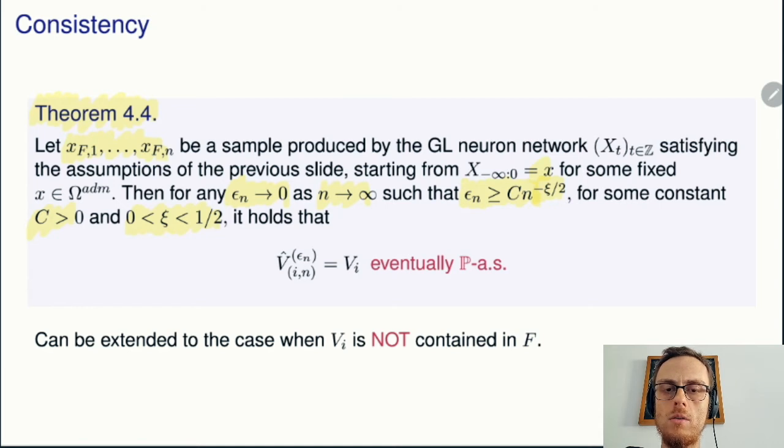Okay? So under these conditions and with this choice of epsilon n, then we have that the estimator v hat, when we use the threshold parameter as epsilon n, is equal to Vi eventually almost surely. Okay? In other words, our estimator is consistent. So this result could also be extended to the case when Vi is not contained in the set of observed neurons F. This won't be discussed in this lecture, and you can find the details in the book.